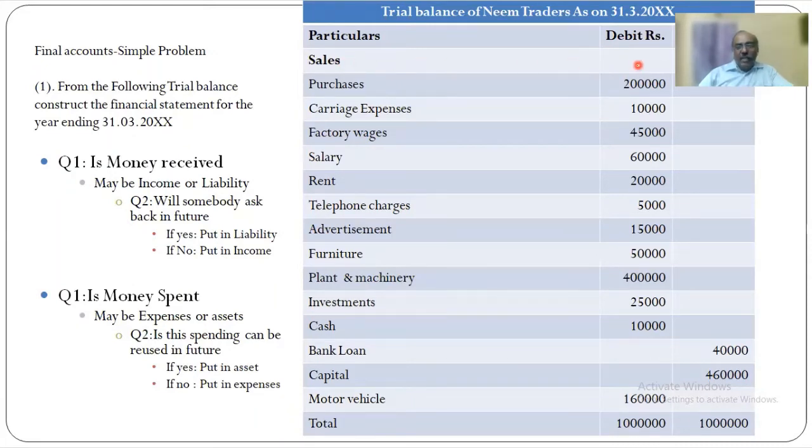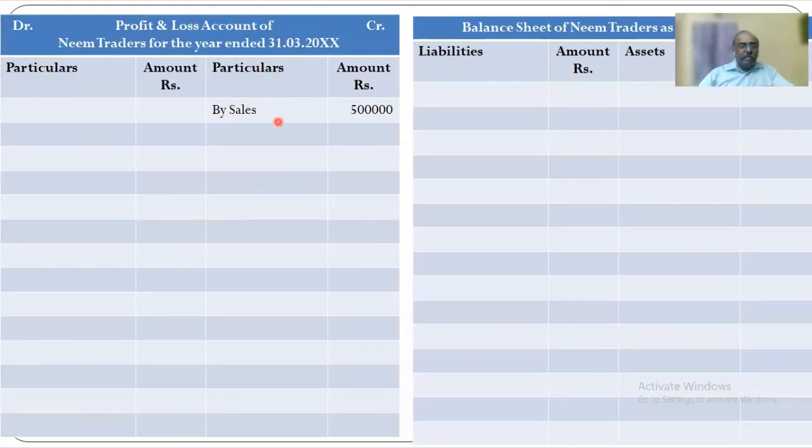Now take the first item, that is sales of 5 lakh rupees. In this case, it is income, that is, by way of selling goods we have received the money. So it is an income, and we are not supposed to repay the money to anybody else in the next year. So in that case, this will go to the income side of the profit and loss account.